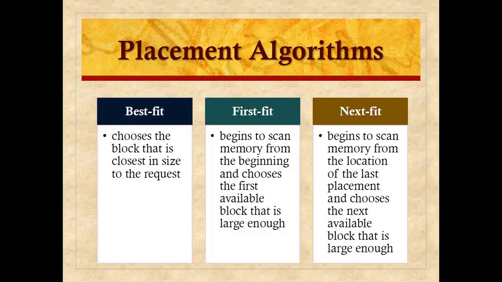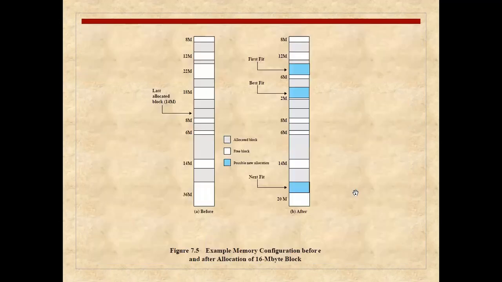We are going to discuss these three with the help of this diagram. Suppose this is your complete RAM. Here you are having the shaded area, whatever is shaded, we can say some processes are already there.